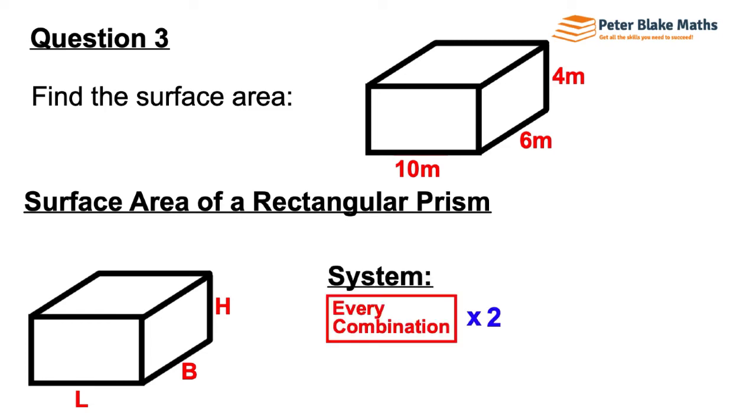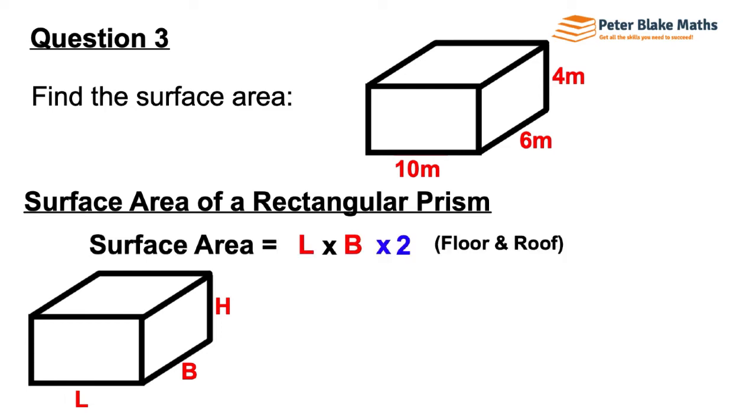So the system is, we need every combination of those numbers at some stage in the question, and each of them will be multiplied by 2 to indicate that for each face there's an opposite face of the same size. They've got a front face and a back face, a right wall and a left wall, a roof and a floor, all of the same size. So we'll get that system happening here.